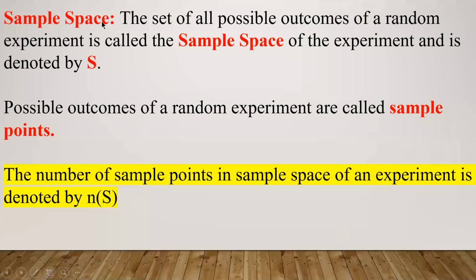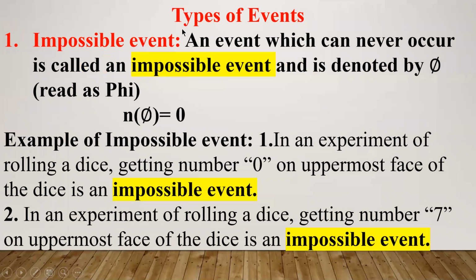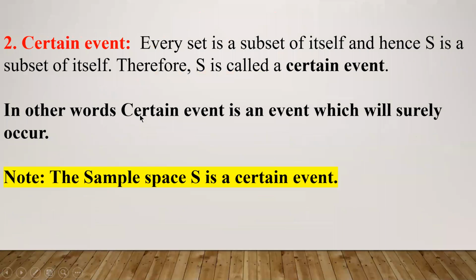These are things which you already know. The sample space, quickly we will revise. Sample space is the collection or set of all possible outcomes of a random experiment. You know what an event is? An event is any subset of the sample space. Then we know the types of events. All these things we have already done, so I'm quickly revising it. An impossible event is an event which can never occur or which has no sample points in it. A certain event means the sample space itself is a certain event, which is surely going to occur.